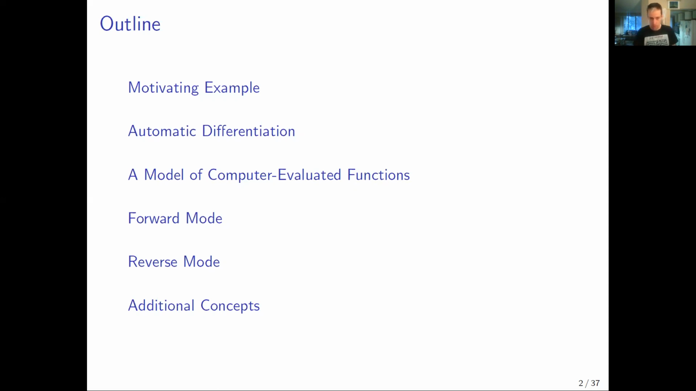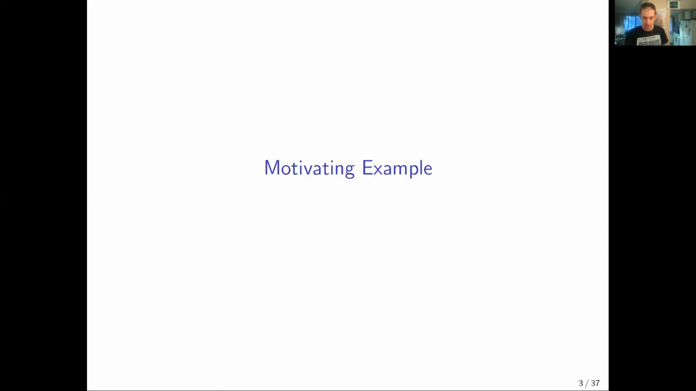From there, we'll move on to discussing forward and reverse mode, the two primary modes of automatic differentiation, in some amount of detail, though still at a fairly high level, and we'll relate those back to our motivating example. Finally, we'll discuss some additional high-level concepts from the chapter, which I found to be of interest. Let's proceed. Okay, so we're beginning with the motivating example.